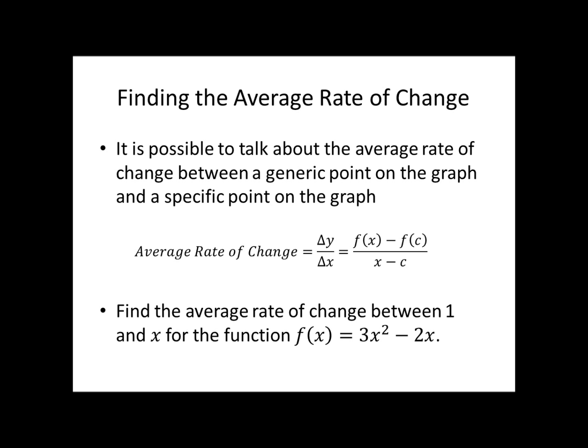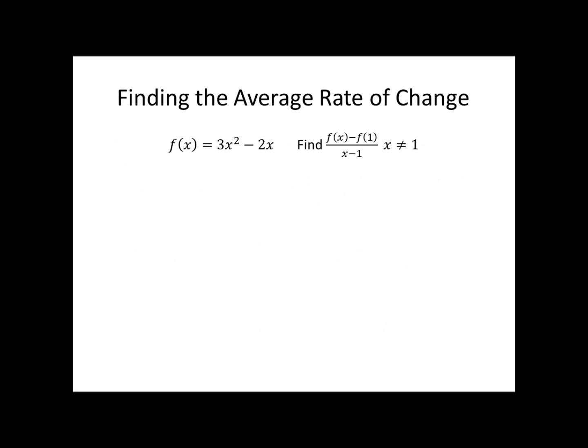So let's find the average rate of change between 1 and x for the function f of x equals 3x squared minus 2x. Now we're going to use this equation, so go ahead and write it down. Now our function 3x squared minus 2x, we're going to find the average rate of change by plugging 1 in for c. So I've gone ahead and done that. So we're finding f of x minus f of 1, all divided by x minus 1.